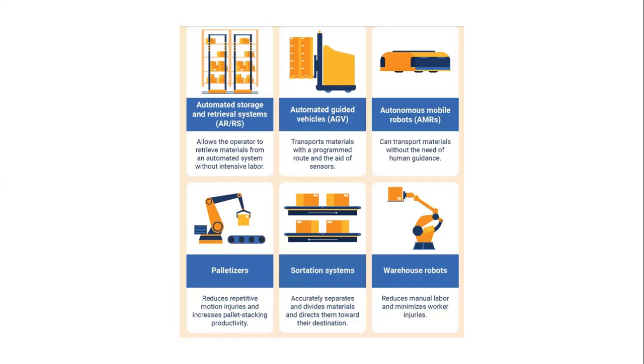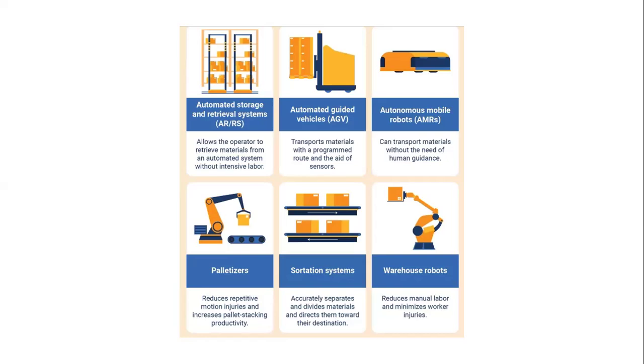And next is the sortation systems. Based on the material types, the machine automatically detects and stores the material in the right place. This is also similar to AGV, but when compared to AGV, the size is somewhat smaller in sortation systems.